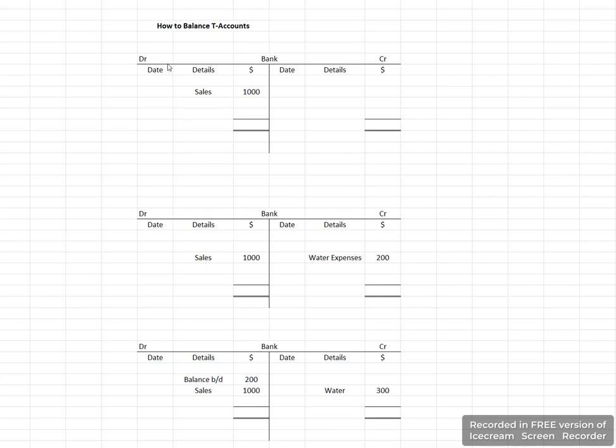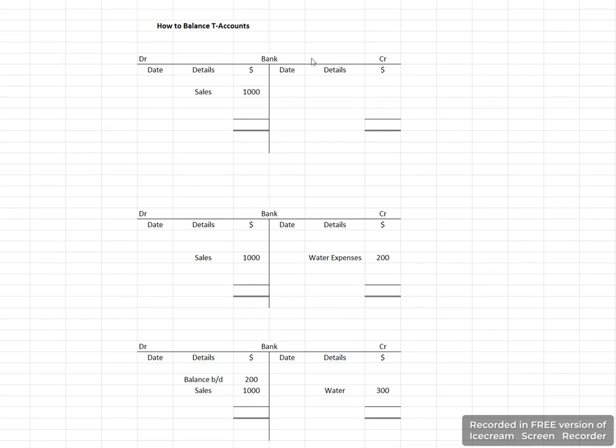Now, let's explain what a T account is. A T account is where you record your accounting transactions, and it's where you take your journals and record them into your ledger. These are your basic ledgers, okay? These would be your manual ledgers as opposed to the computerized ledgers. You have two sides in a T account. You have your debit side, that's on the left side, and you have your credit side, which is on the right side.